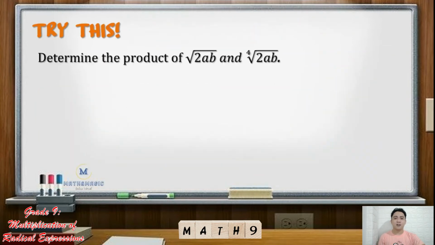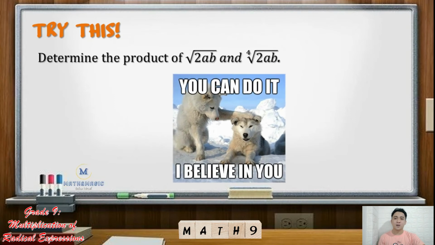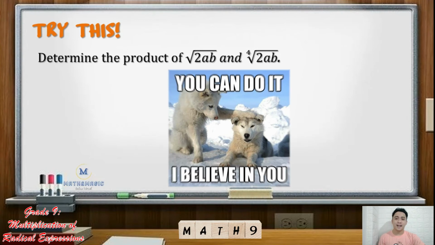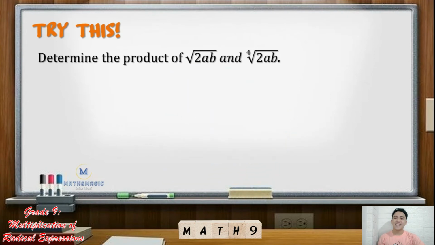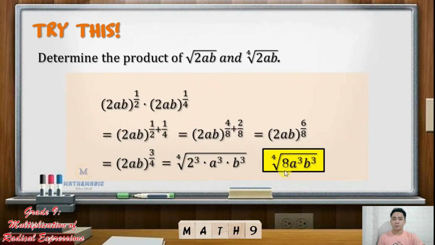Now, try to answer this. Determine the product of square root of 2ab and 4th root of 2ab. Again, you may pause this video while you are answering. Also, write your answers in the comment section below. Done? For this item, the answer is 4th root of 8a cubed b cubed.